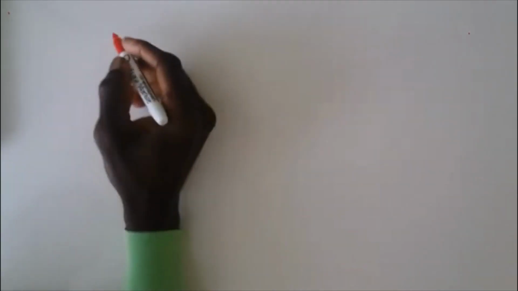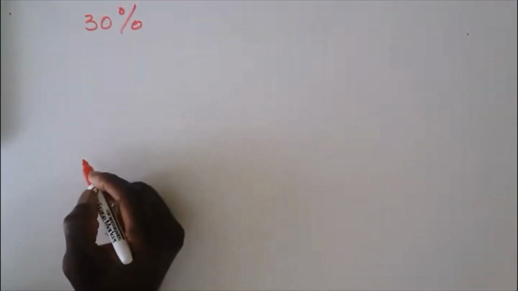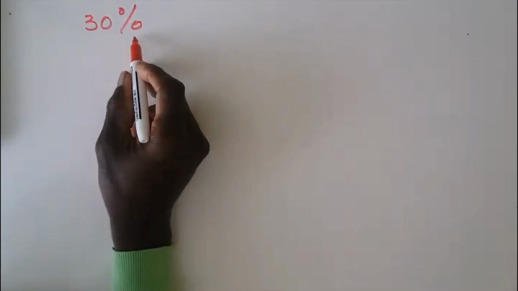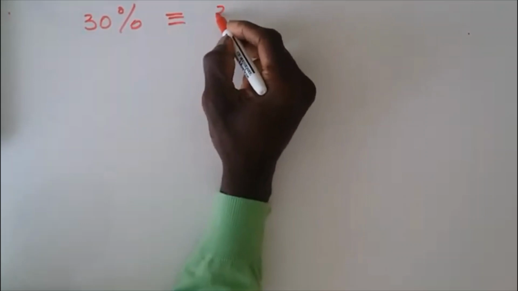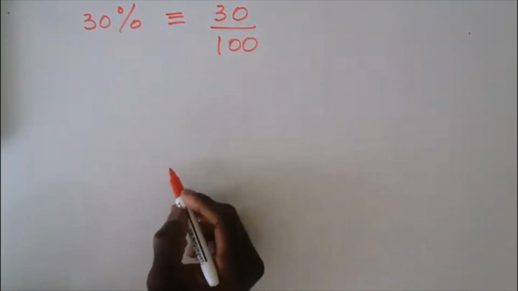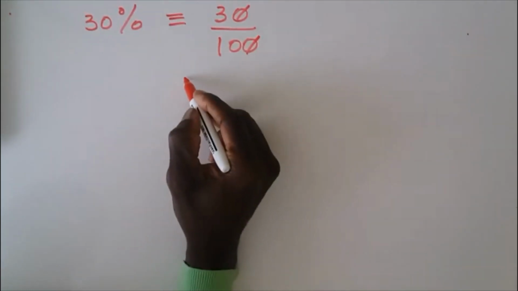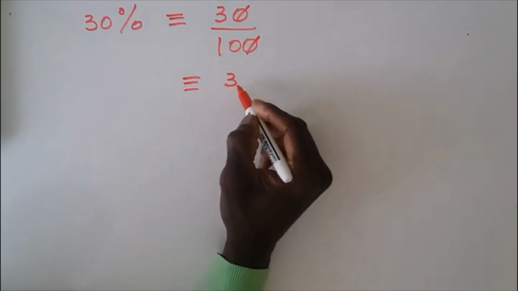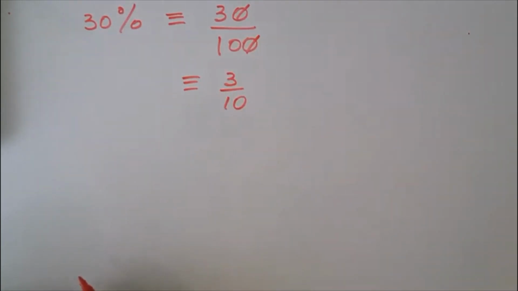First we're asked to write 30% as a fraction. So if we have 30% as a fraction, the percentage sign means out of 100. So this is identical to saying 30 over 100. If we divide the top and the bottom by 10, we'll have 3 over 10. And this is the simplest form of the fraction that represents 30%.